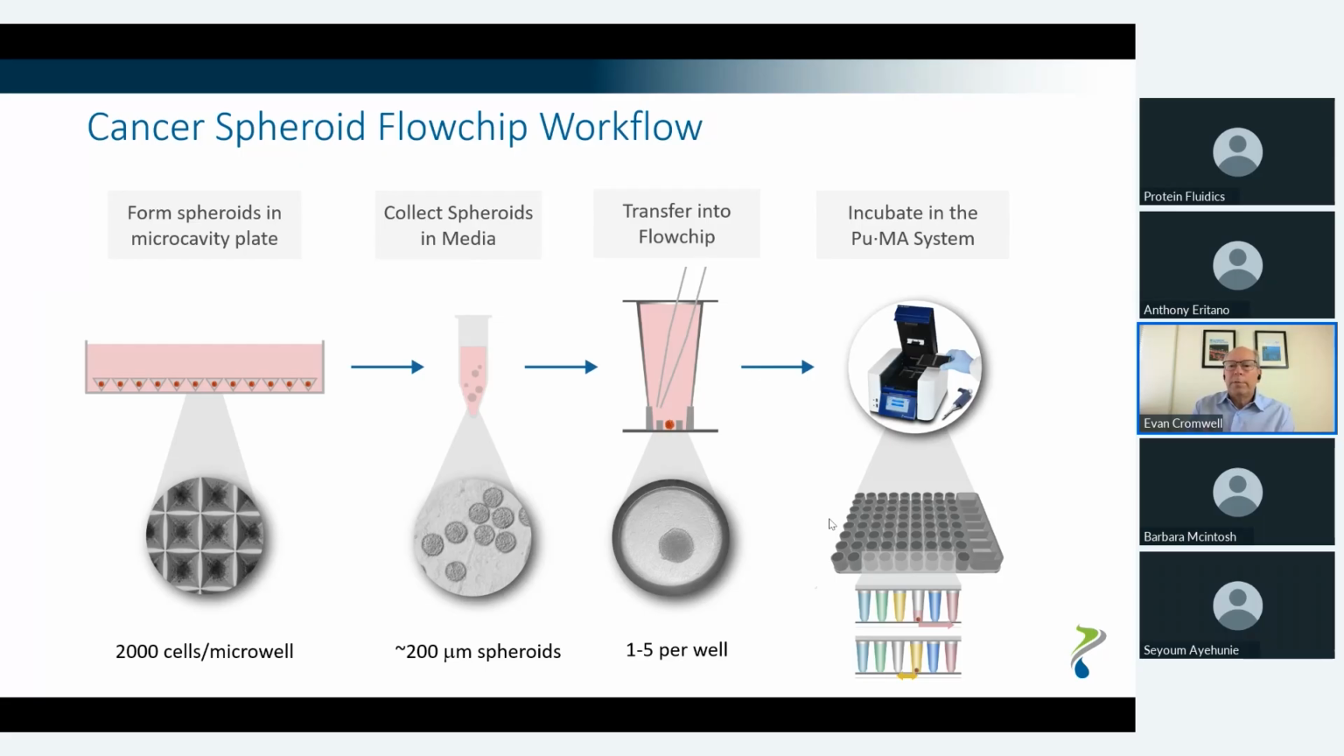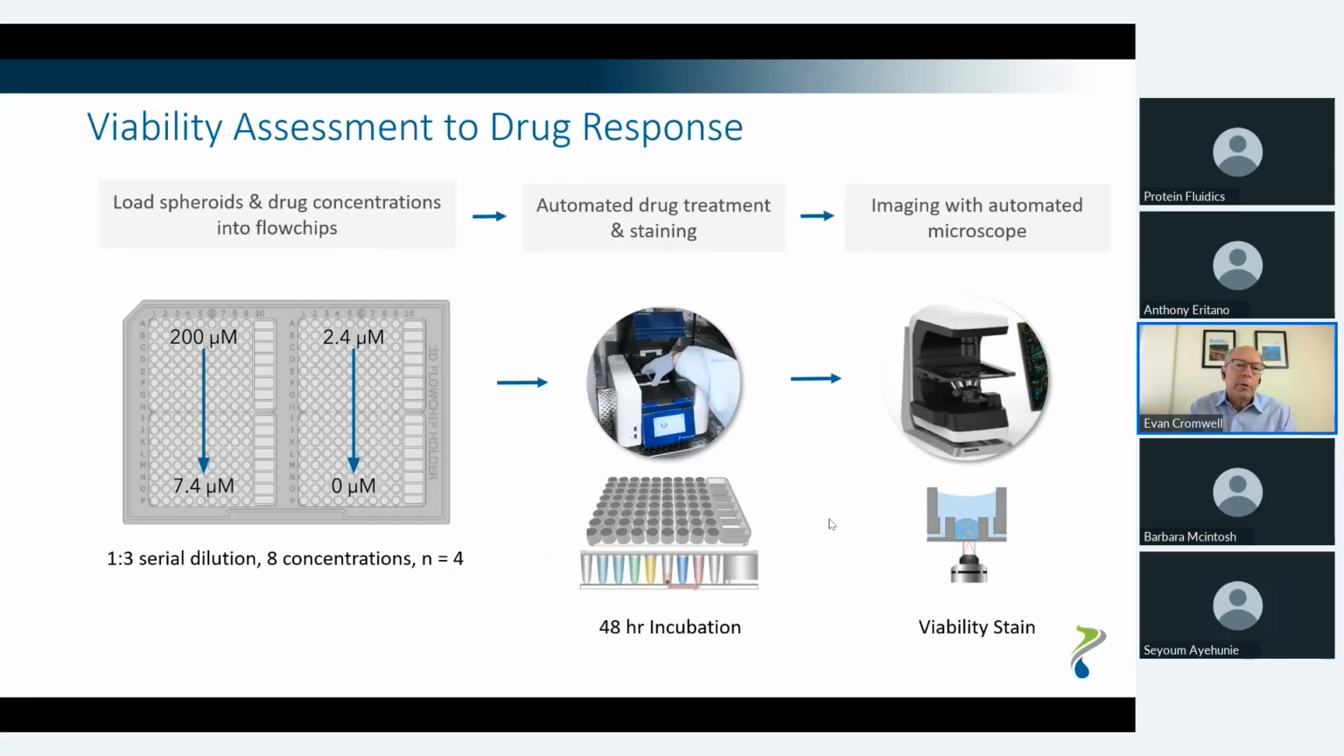And then once in the flow chips, we use them in our Pu.Ma system to do compound additions, to do incubation, and ultimately to do viability staining. So the setup on the flow chip has 32 samples. In this case, we did 4 repeats, and over one flow chip, you could do 1 to 3 steroid dilutions and get 8 concentrations. If you want to do 2 repeats, then you could do either 2 compounds at 8 concentrations, or a higher number of concentrations for one compound. So it's a very flexible setup.